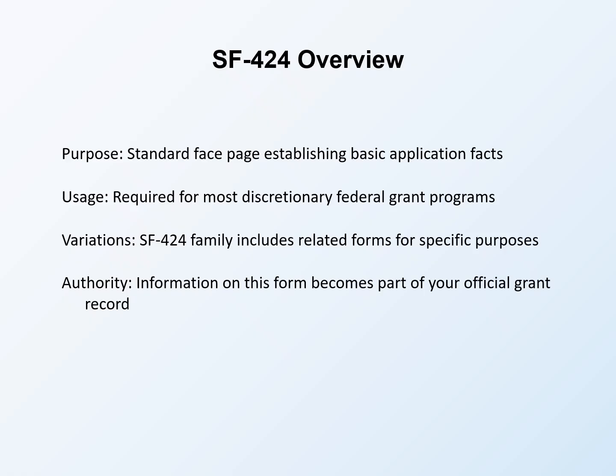Variations in the SF-424 family include related forms for specific purposes. The SF-424A covers budget information. The SF-424B contains assurances and certifications. The SF-424C is used for construction programs. Different programs require different combinations of these forms.